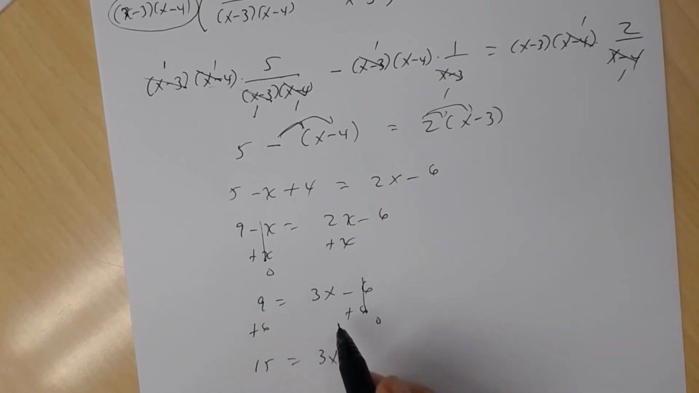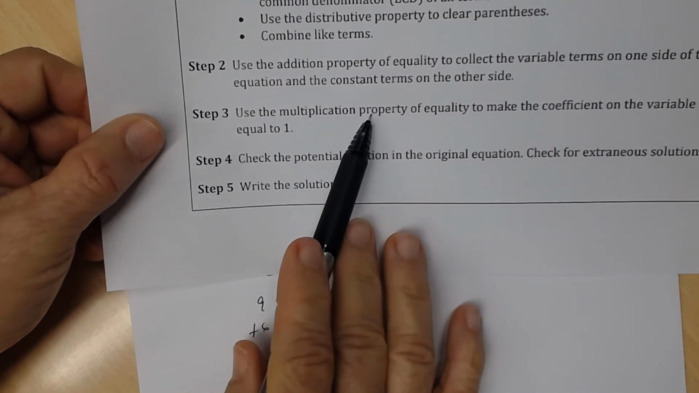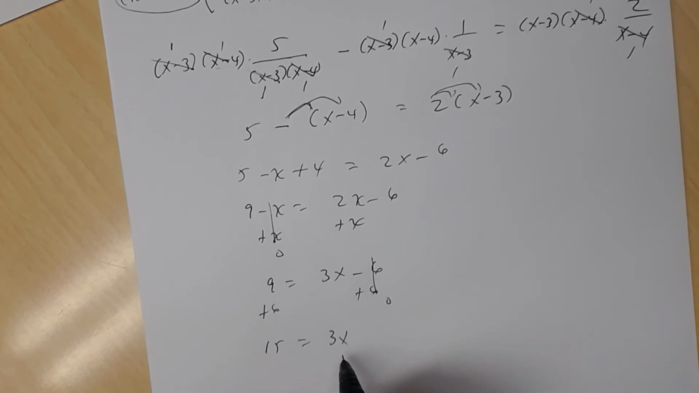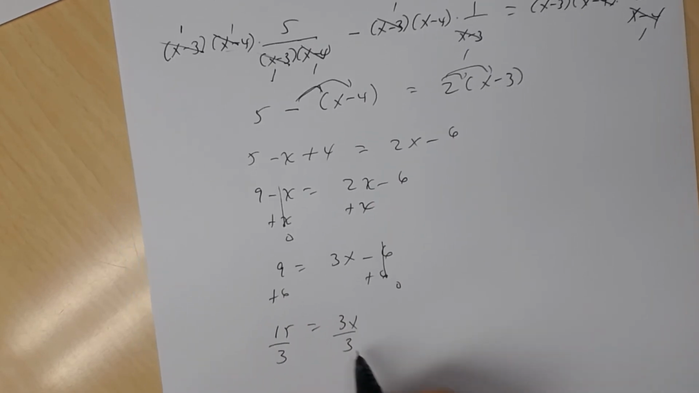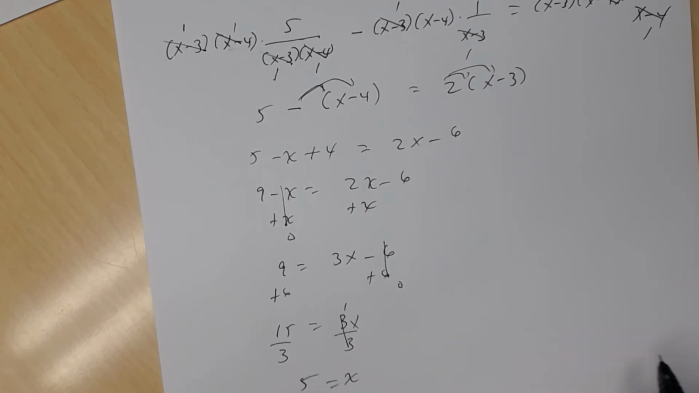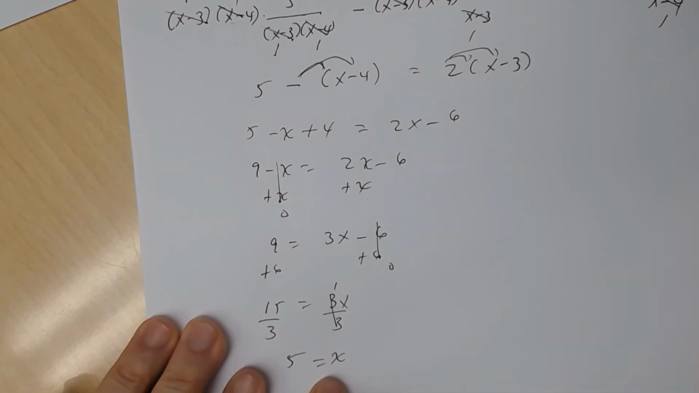And now, the next step, step 3, use the multiplication property to get the variable by itself. The multiplication property of equality says what I multiply on one side, I do to the other, or what I divide on one side, I do to the other. So I'm going to divide both sides by 3. 3 divided by 3 is 1. 1 times x is x, so I get x to be 5. Okay? So that's a potential solution.